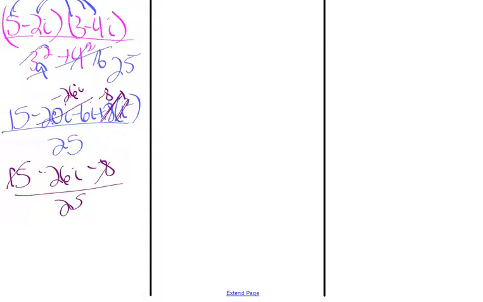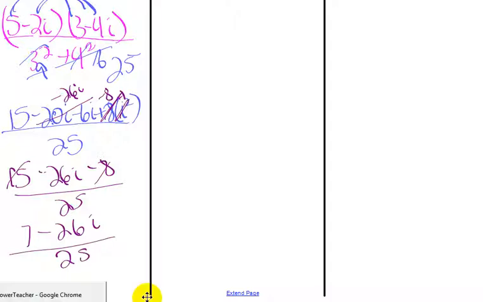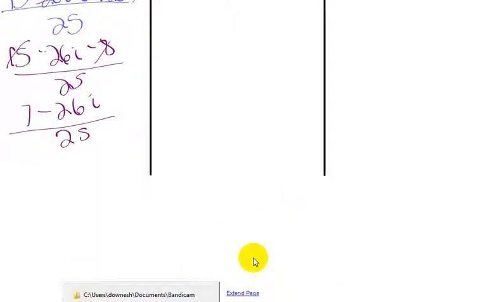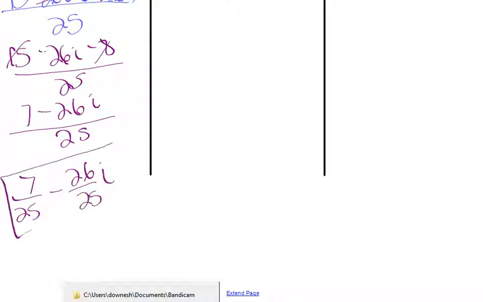15 minus 8 is 7 minus 26i over 25, and then we're going to split that answer up into 2 terms. So it's 7 25ths minus 26 25ths i, and that's our answer for A.